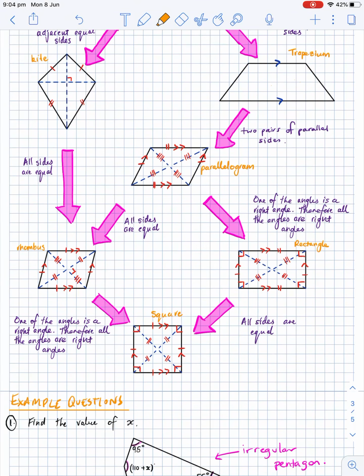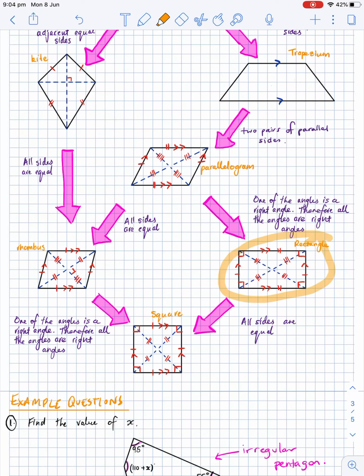Say if you've got a kite and then suddenly all the sides are equal instead of just having these two pairs, then you get a rhombus. And that's the same if you have a parallelogram and suddenly you get all sides being equal as well. So a rhombus is a type of parallelogram, but also a type of kite. A rhombus satisfies the properties of a kite, and it also satisfies the properties of a parallelogram. So these sorts of shapes are just getting more and more detailed.